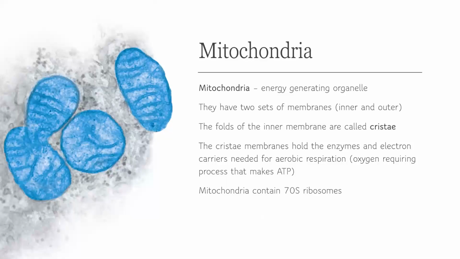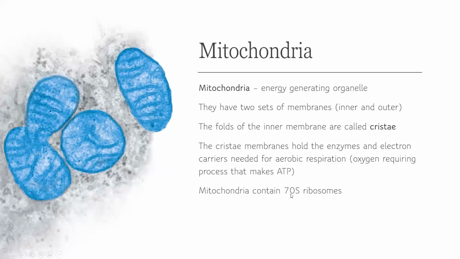The mitochondria is a membrane-bound organelle used for energy generation. It has two sets of membranes, an outer membrane and an inner membrane. The folds of its inner membrane, shown over here, these little lines, are known as the cristae. These cristae membranes are the ones that hold the enzymes of the electron transport chain. It's going to help produce the ATP.